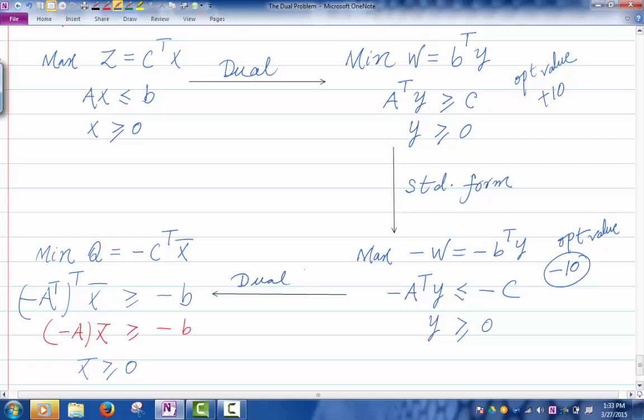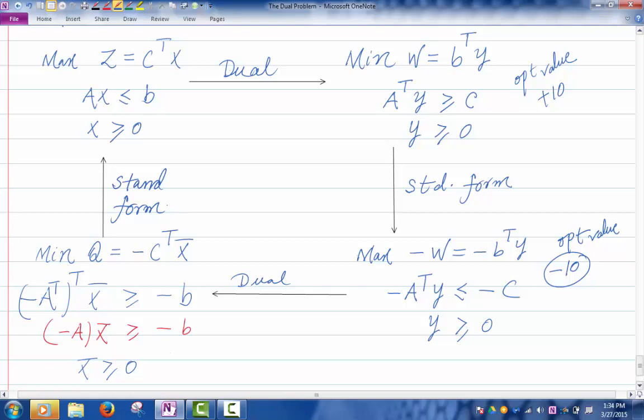Now what's the relationship between the primal and the fourth problem that I got? What's the relationship? Are they the same? You think they're the same? How am I going from the fourth problem to the primal? Yeah, you just standardize it, right? Now, of course, you have to change x bar to x, but does it matter what I'm calling the variables? It doesn't matter what I'm calling the variables, right?